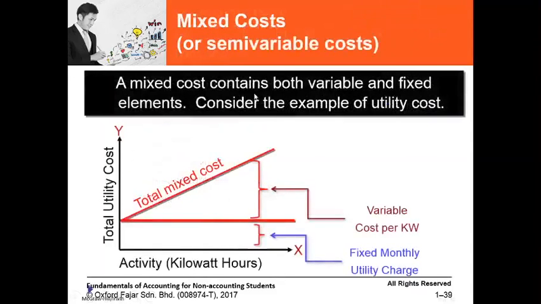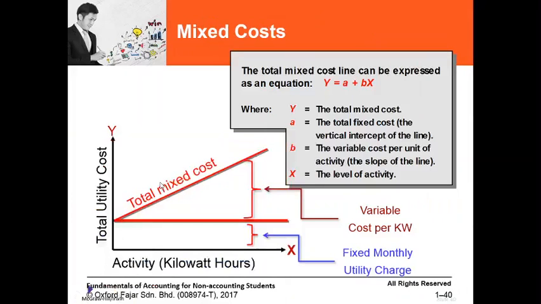Mixed cost contains both variable and fixed elements. So this is the fixed element, and then this is the total mixed cost. This flat line here is the fixed monthly charge that you will need to incur, and this increasing straight line is what we call the variable cost. If you include all of this, it equals the total mixed cost.